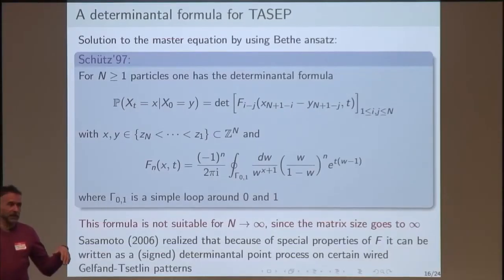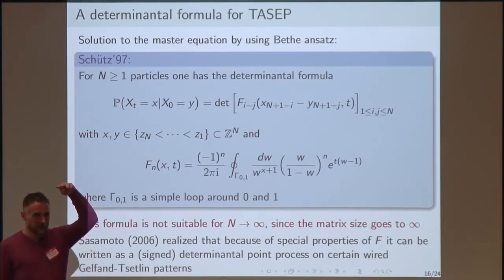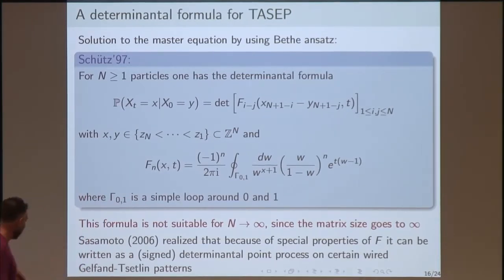And of course, we need infinitely many particles. That's our problem. So that would mean that you would have to make some enormous summations over all the other particles and take the n goes to infinity limit, and nobody knew how to do that until Sasamoto had an absolutely fantastic idea. He realized that because of some magic properties of this function f, I won't go into this, f satisfies some amazing identities, which allowed him to rewrite this formula as a sum over Gelfand-Tsetlin patterns.